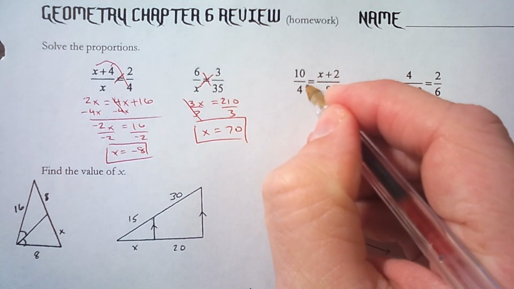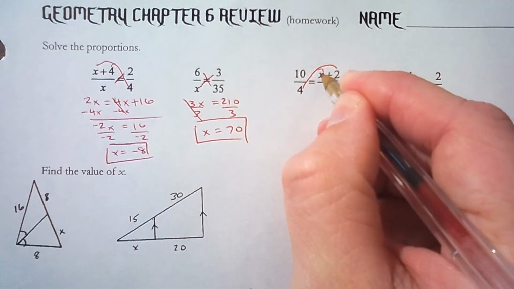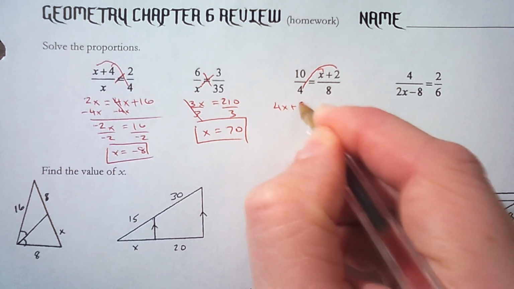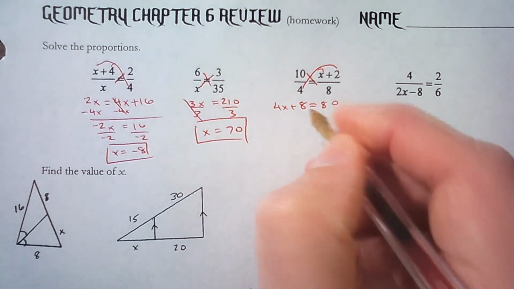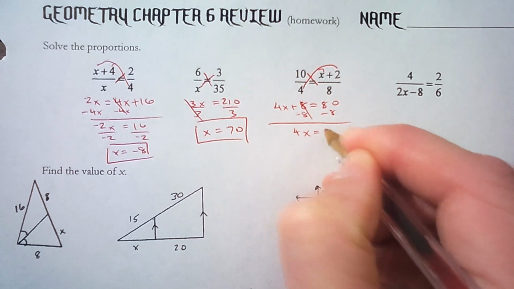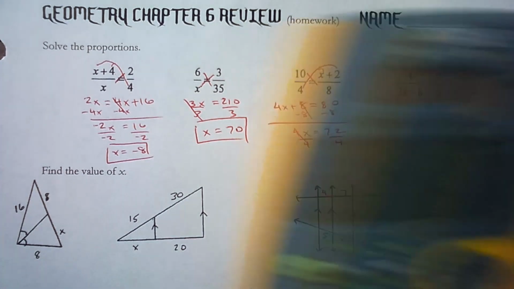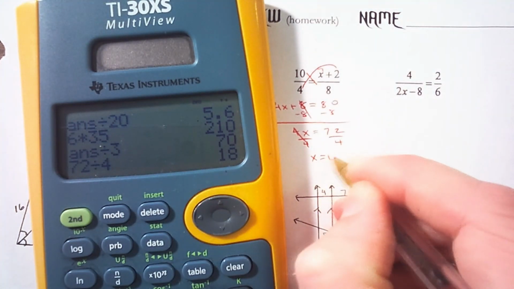Okay, our next one, we're going to distribute again, just like we did here. So we have 4 times x and 4 times 2, so that's 4x plus 8. And then 10 times 8 is 80. So we will subtract 8. 4x equals 72, and divide by 4, so we have 72 divided by 4, and that is 18, so x is 18.